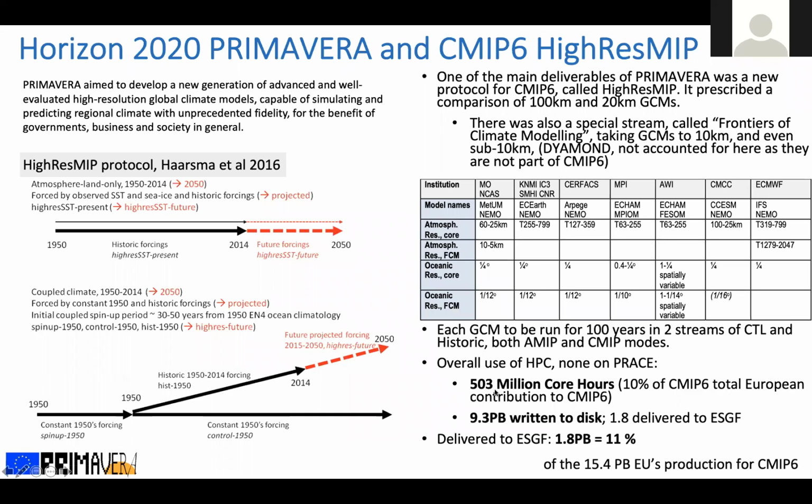Overall, we've used about 503 million core hours, which is 10% of the total European CMIP effort, and wrote about 10 petabytes to disk. Actually, it was more. This is the usable bit that we wrote to disk. And we delivered about 2 petabytes, which is rather comparable to the entire previous CMIP exercise. So it was a rather large effort, but it was manageable. We could do it.